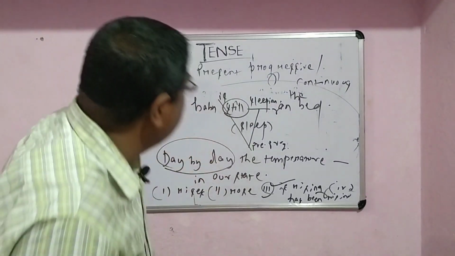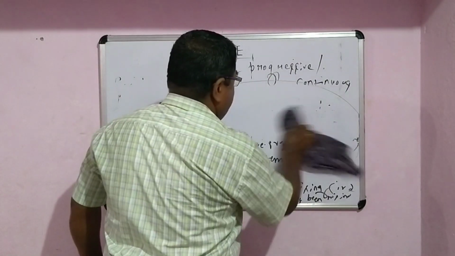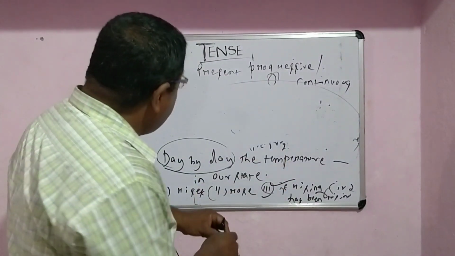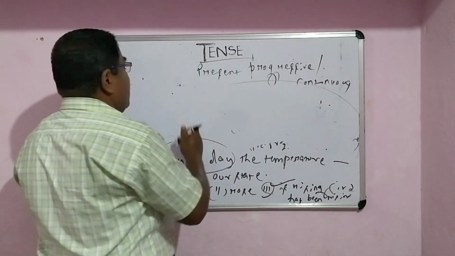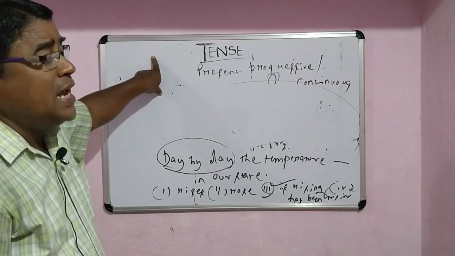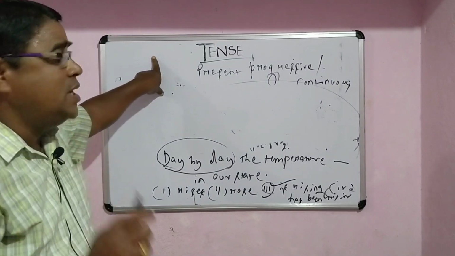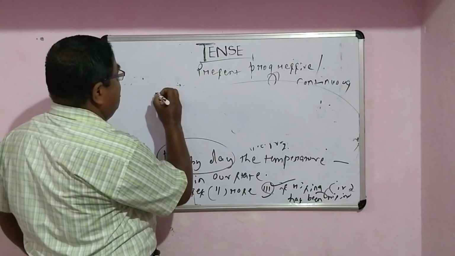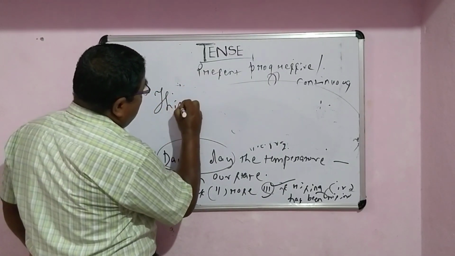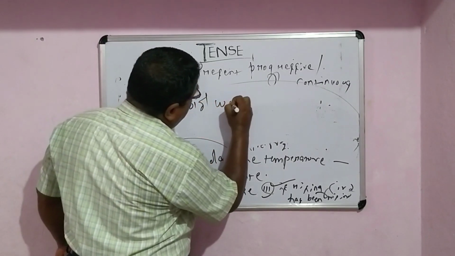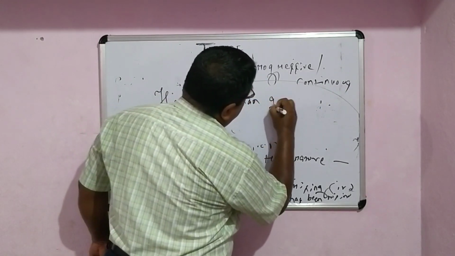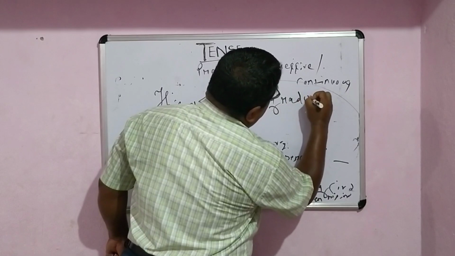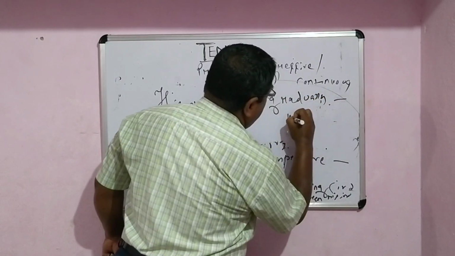Another important example. Very often most of our students get confused regarding the use of the adverb gradually. Suppose a sentence is there: this old man, this old woman gradually dash quicker.